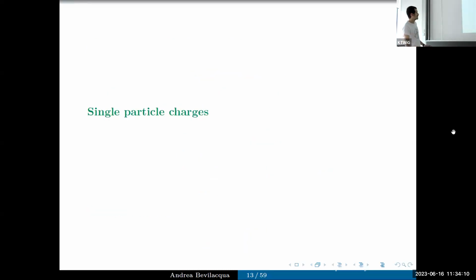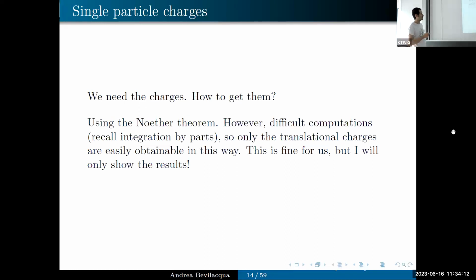So now single particle charges. What are the charges, and how do we get them? Of course, as I said at the beginning, this is just using Noether's theorem. So you vary the action, you have a symmetry of your action, you vary it, and you get the charges. The computations are, however, a bit difficult and a bit long, and recall the integration by parts that I just showed you. So basically, only the translation charges are easily obtained in this way. It's not as if you cannot obtain the other charges this way, but this is just the easiest.